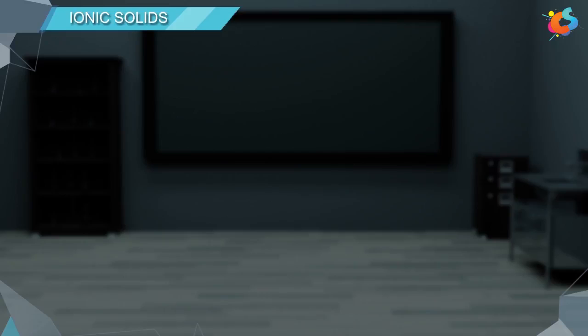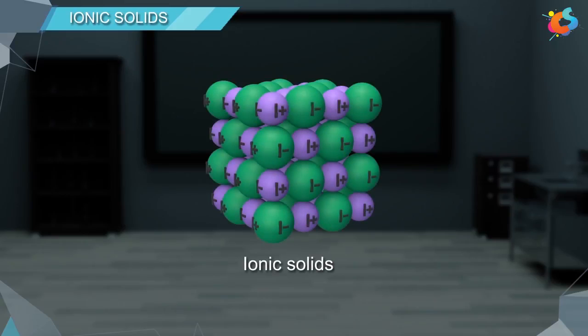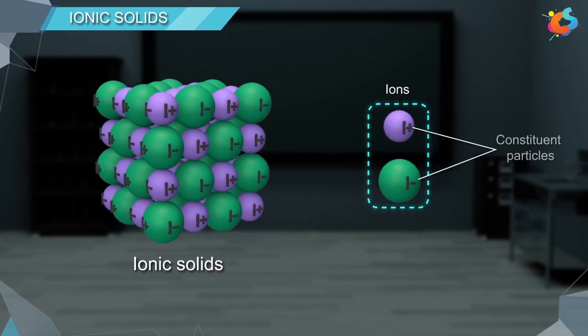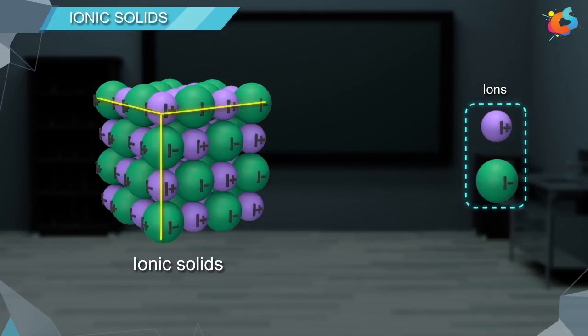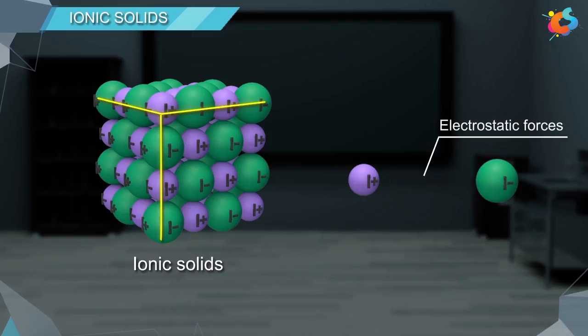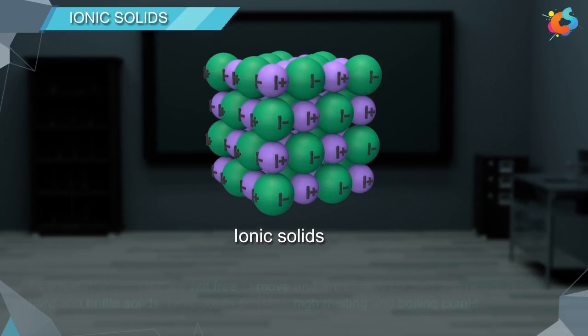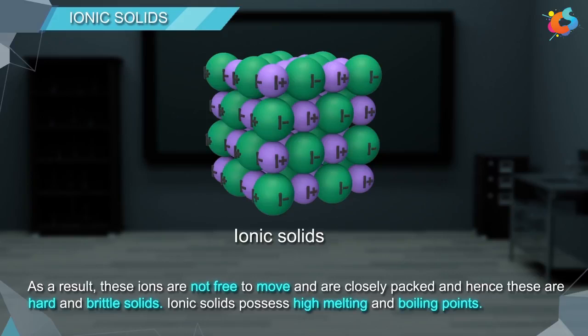Let us discuss about ionic solids. In ionic solids, ions are the constituent particles. In these solids, there is a three-dimensional arrangement of cations and anions that are held together by strong electrostatic force of attraction. As a result, these ions are not free to move and are closely packed, and hence these are hard and brittle solids. Ionic solids possess high melting and boiling points.